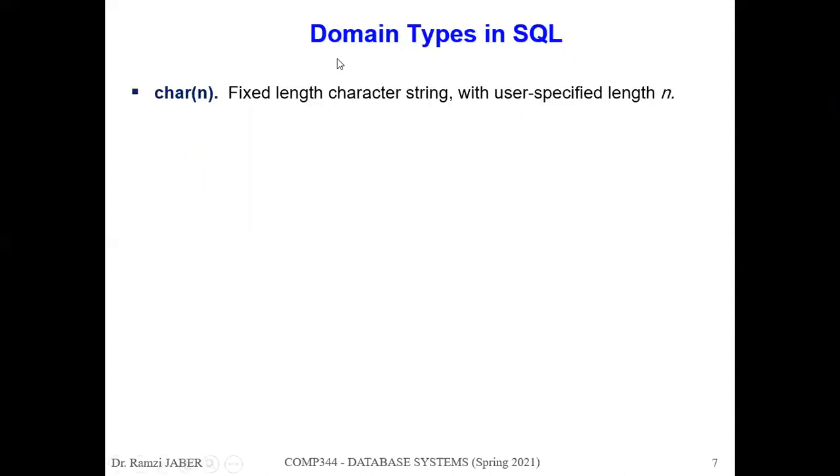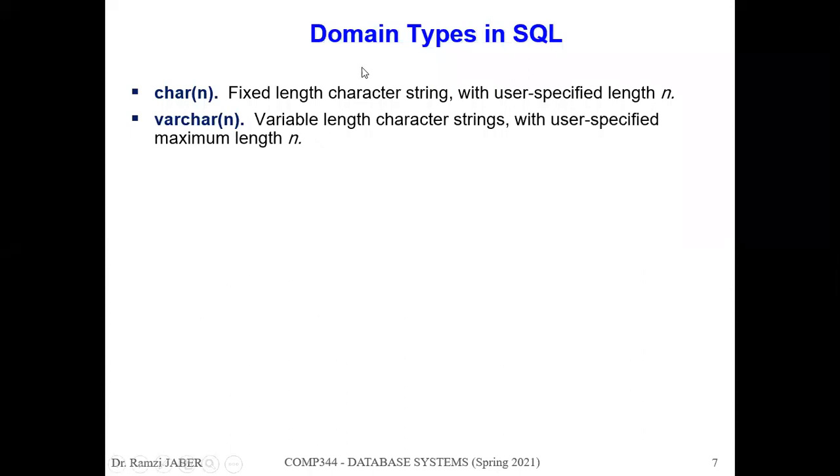So we will begin with data definitions. We have char n. For each attribute, for each field, for each column, we must assign a data type. So char n means a fixed length character string, with the specified length n, how many characters. So char n is fixed length. The varchar n is a variable length character string, where the maximum will be n.